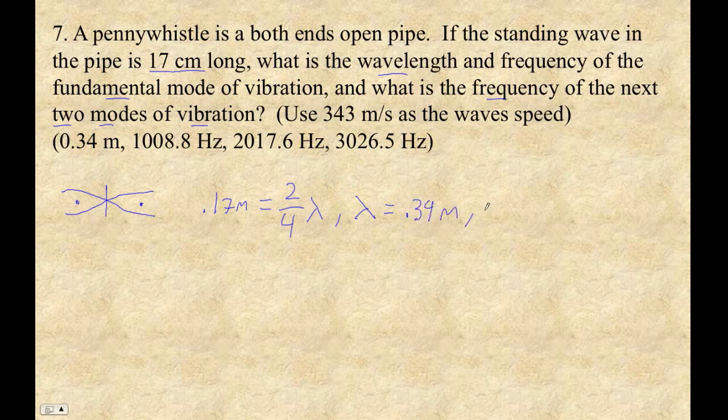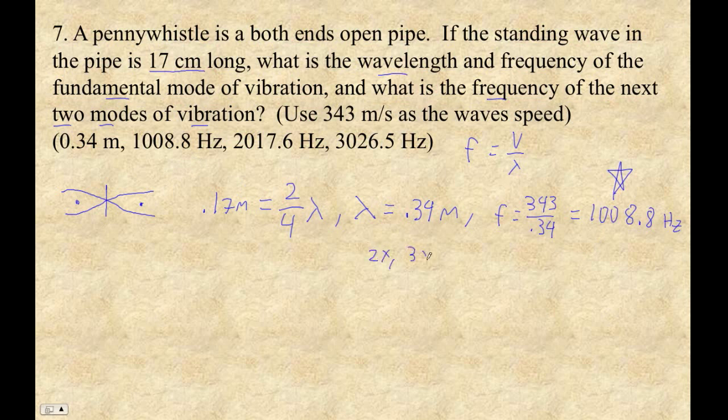And then the frequency is always v divided by wavelength, right? So it's going to be 343 divided by 0.34, and 343 divided by 0.34 is 1,008.8 hertz. Yay.